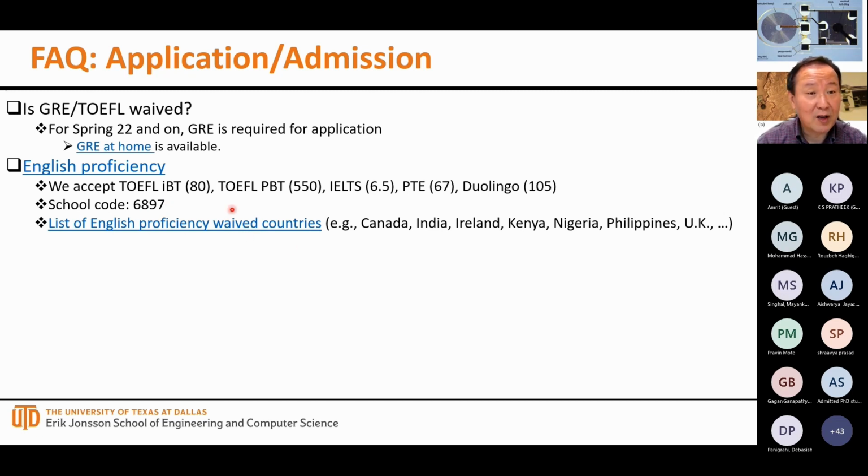English proficiency is waived for many countries because their primary language of instruction is English. You can click here to find the list of English proficiency waived countries. I just wrote down a few countries here: Canada, of course, India is another, Ireland, Kenya, Nigeria, Philippines, and the UK, of course. They are in the list of English proficiency waived countries.